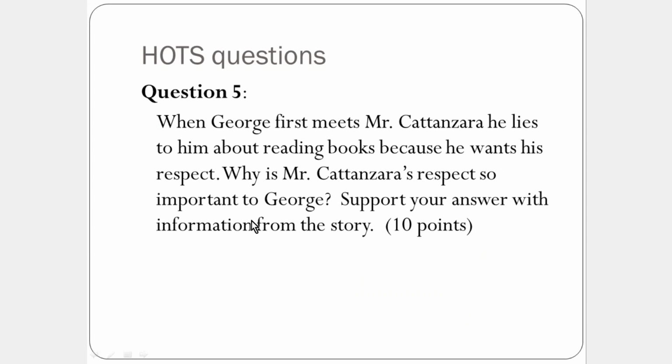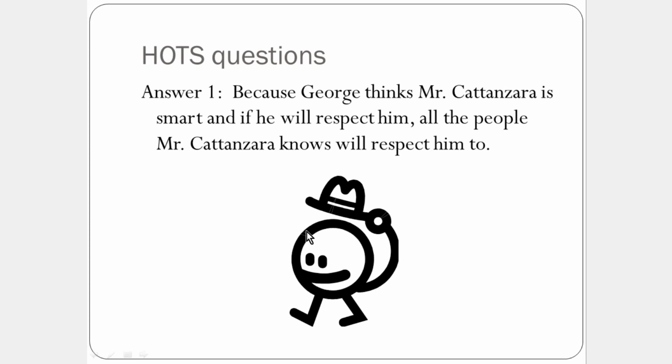The first HOTS question, question 5: when George first meets Mr. Catanzara, he lies about reading the books. Why is Mr. Catanzara's respect so important? And remember to support your answer with information from the story. The first answer is, "Because George thinks that Mr. C is smart, and if he will respect him, all the people Mr. C knows will respect him too."